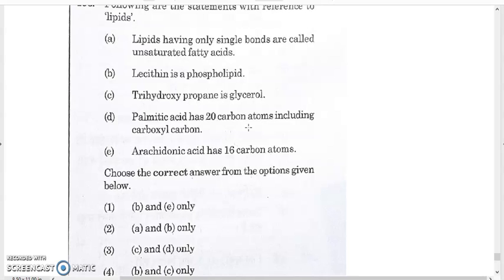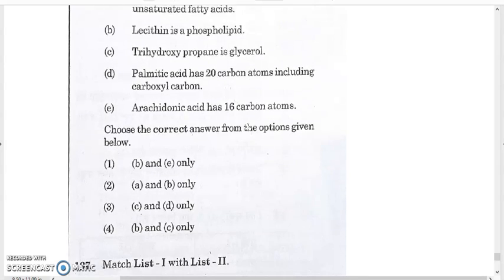It's a trihydroxy alcohol, that is trihydroxypropane, which is glycerol. So B and C is the correct answer. Palmitic acid and arachidonic acid is not correct. D and E is not correct. So the answer will be option 4, B and C is correct only.